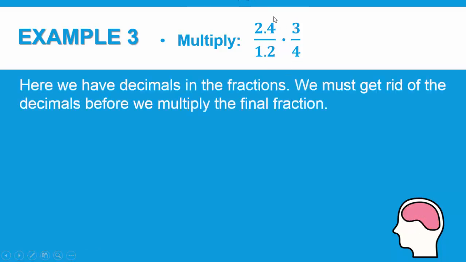In example number 3, we're asked to multiply 2.4 over 1.2 times 3 over 4. And here we have decimals in our fractions, so we must get rid of those decimals before we can multiply the final fraction. So let's go over to the whiteboard and work this out in detail.